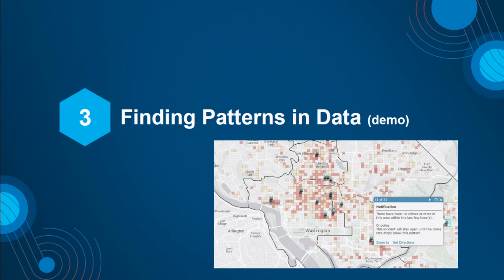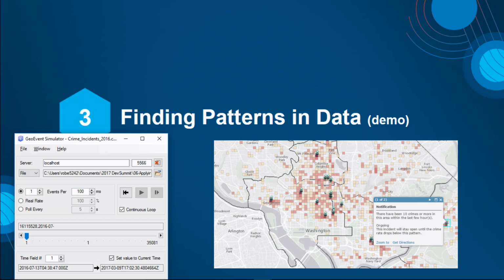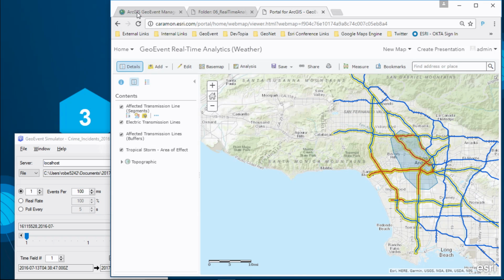Another demonstration now, finding patterns in data. What I'd like to do is demonstrate how we can count the number of crimes that are occurring in an area and dynamically alert when the number of crimes exceed some given threshold. I'm going to call up my different web map for this demonstration.